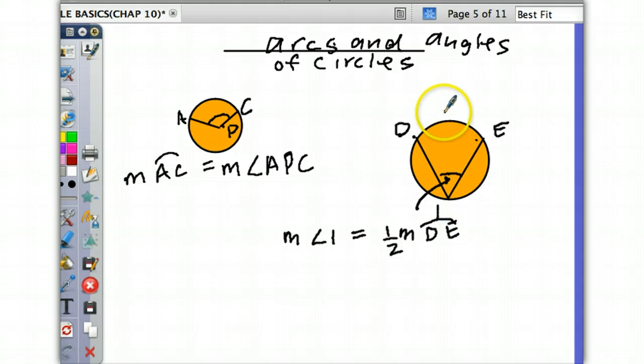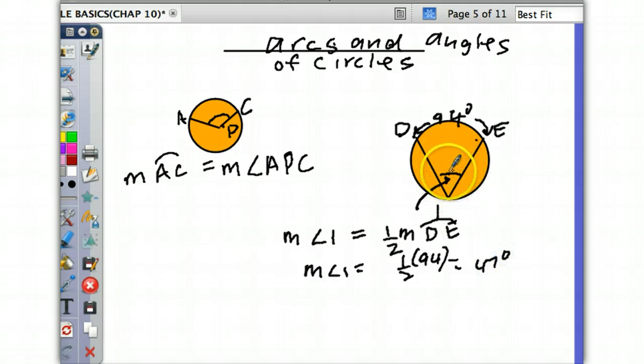So if this arc were, just put a number on there, let's say the arc were 94 degrees, then tell me what the angle would be. 20. What's a half of 94? 40. That's not 47. So the measure of angle 1 would be 1/2 of the 94. So that would be 47 degrees. Okay, so that's the relationship between the inscribed angle and the arc.